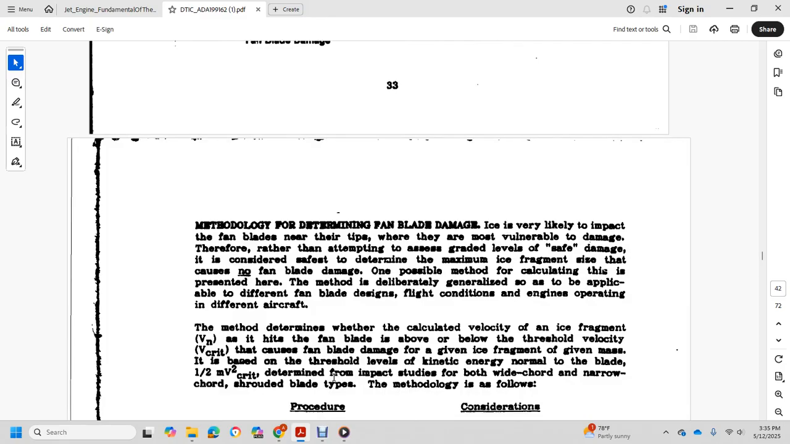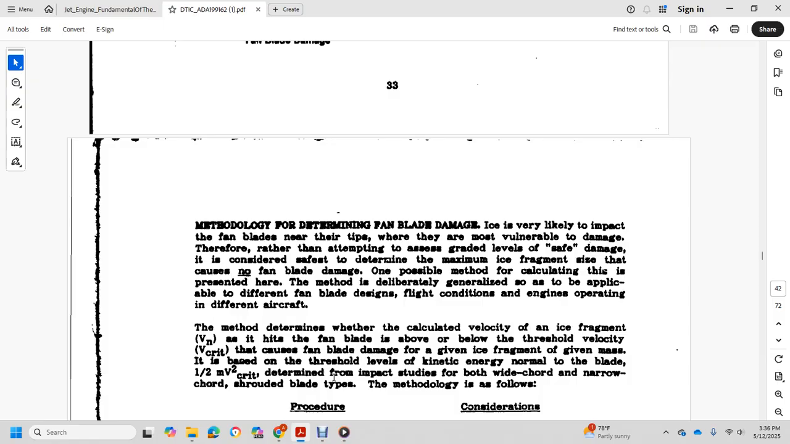The ice is very likely to impact the fan blades near the tip, which is the most vulnerable to damage. Rather than attempting an assessment at a grade level of safety, considerable work is needed to determine the maximum ice fragment size that causes no fan blade damage.